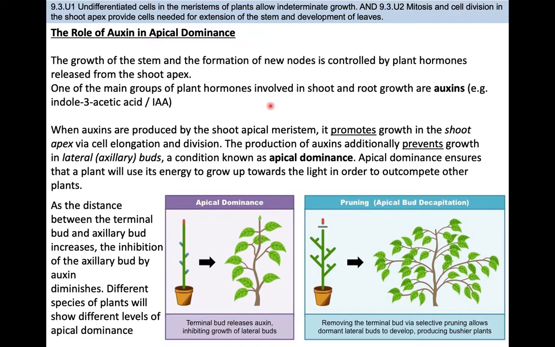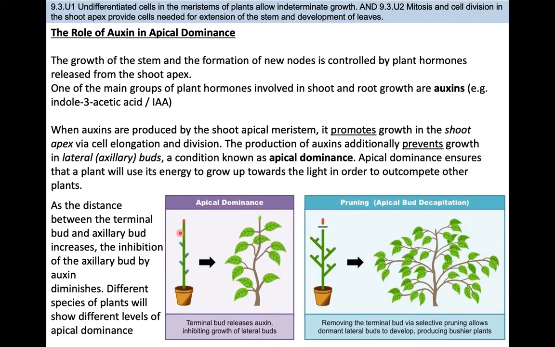All right, so going back to primary growth, we have this idea of apical dominance. Essentially what this means is the plant wants to grow as high as possible. That way it can get closer to the sun and therefore be able to perform more photosynthesis. And so what happens is auxin in the apical meristem is going to cause this growth. But something that's interesting is that auxin actually inhibits the growth of branches.